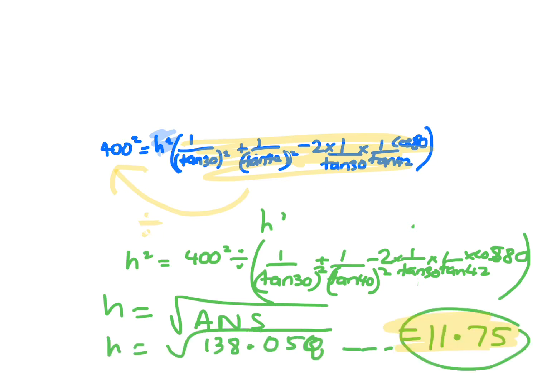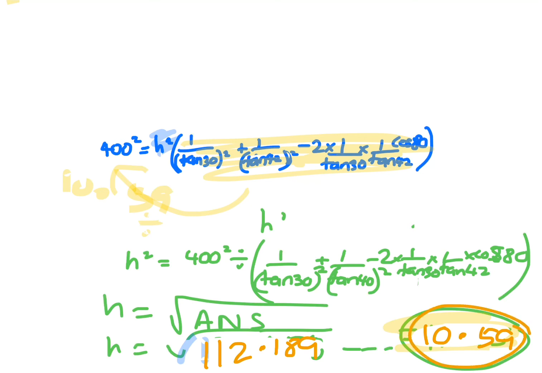Okay, so when you work out the square root of 138.058, I get 11.75. Sorry, just recalculated it. This time I got that answer under the square root as 112.189, and then when you square root your answer, you get 10.59 as the height of the tower.